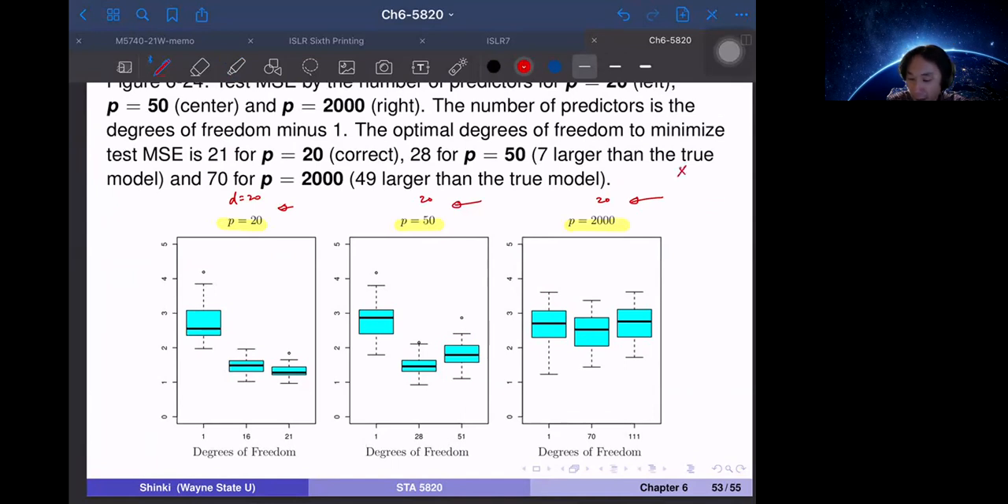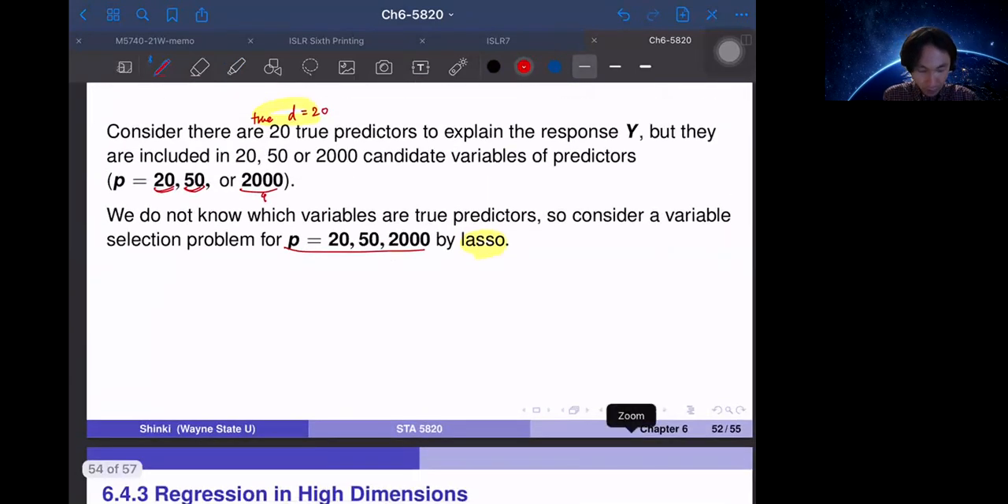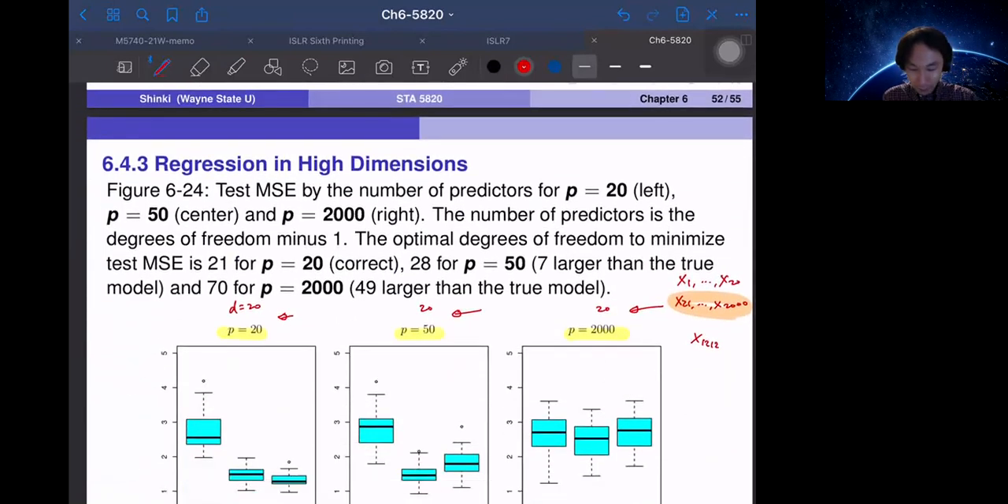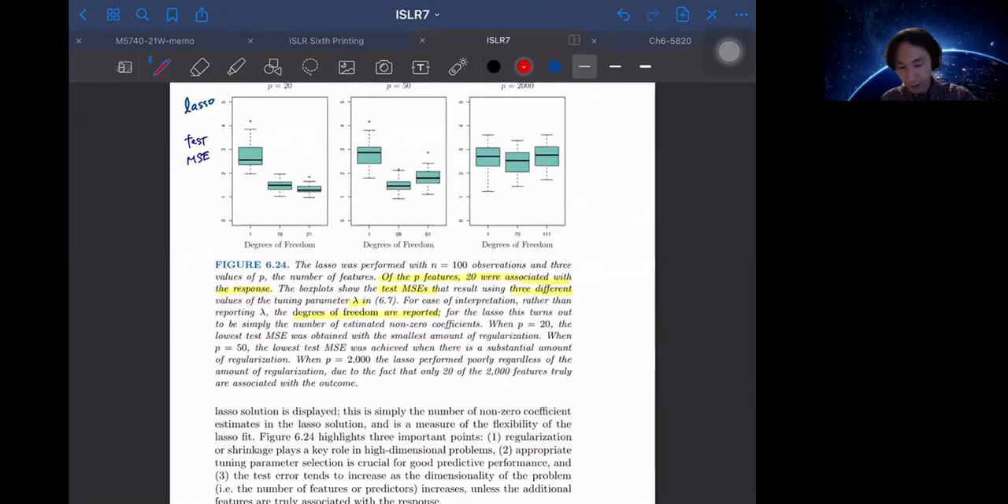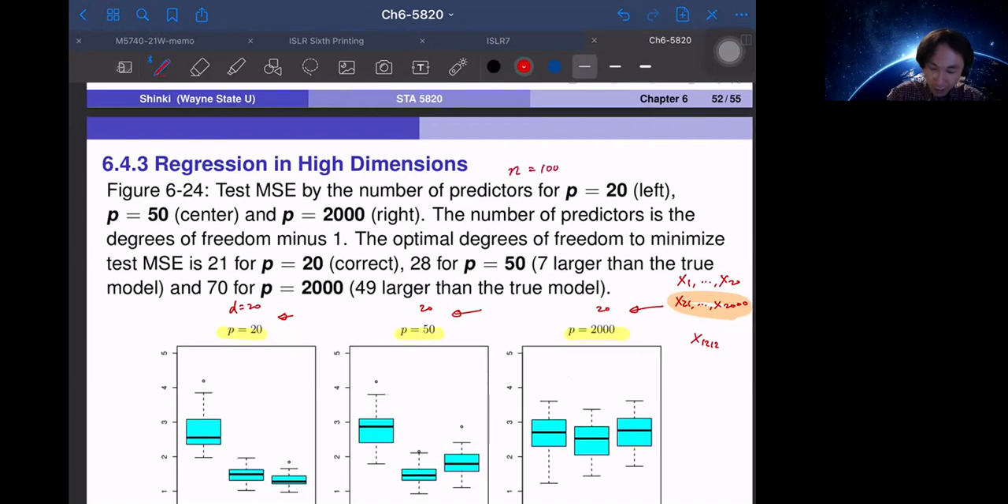So x1 to x20 are true predictors, and x21 to x2000 are just noise. But if we have this many variables, maybe just by chance, one variable, maybe x sub 1212, really has a high correlation with y. If we have 1980 variables, then just by chance, some of them are really useful, especially when n is small. I'm not sure about the n here. Maybe n is 100. Okay, so n is 100 in this simulation. It's certainly difficult to identify the true predictors, especially if we have 2000 predictors. Maybe some of them are highly correlated with y.